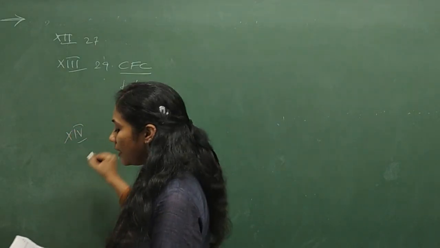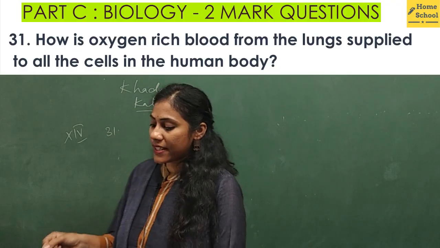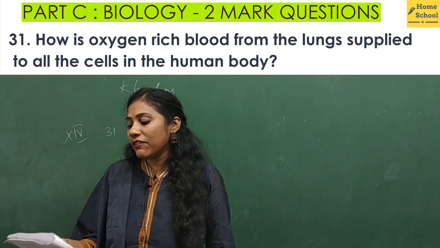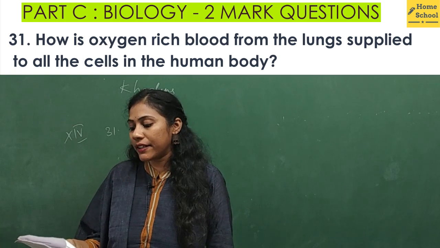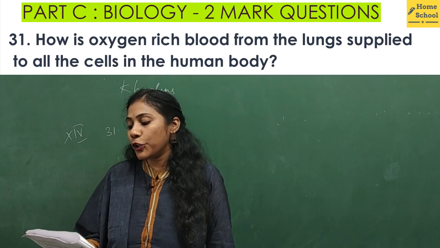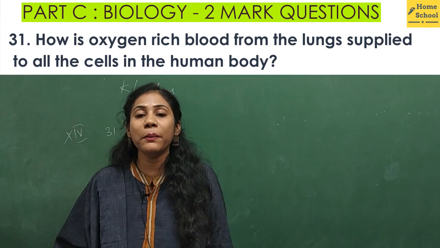14th main, 31st question. So it is a 2 mark question. How is oxygen-rich blood from the lungs supplied to all the cells in the human body?